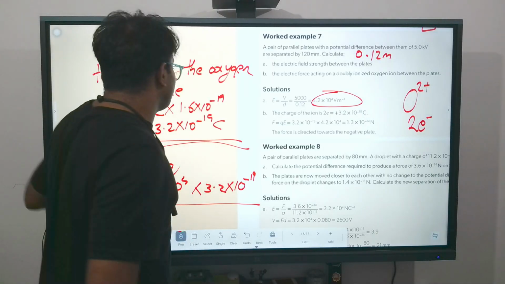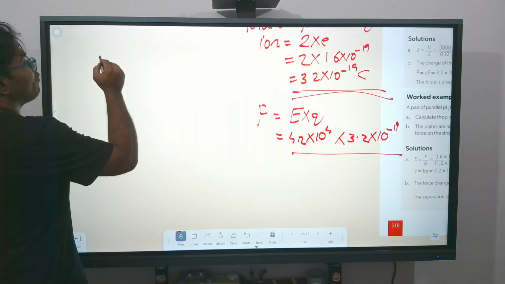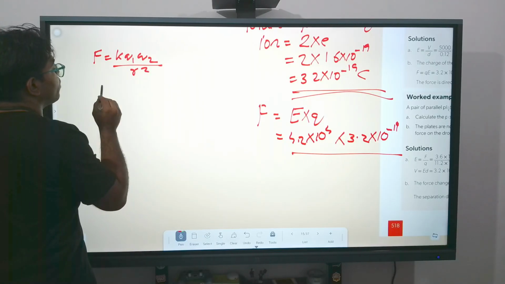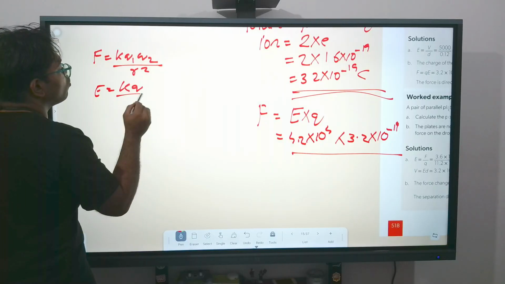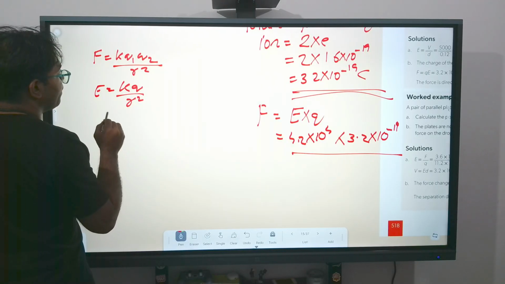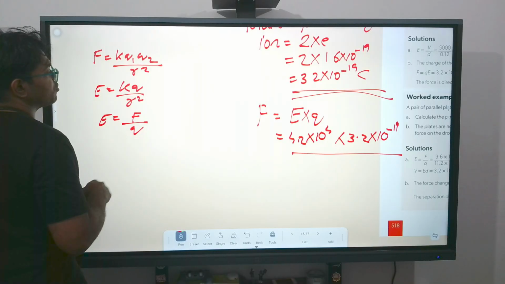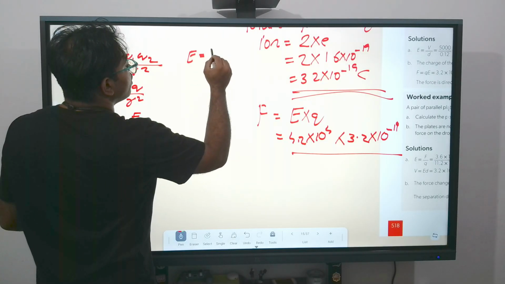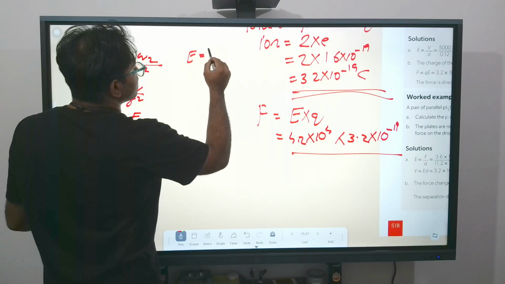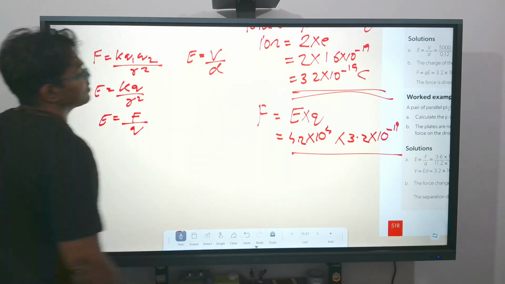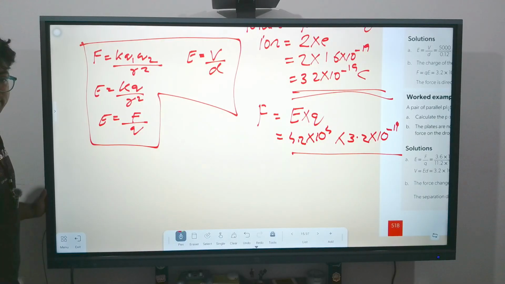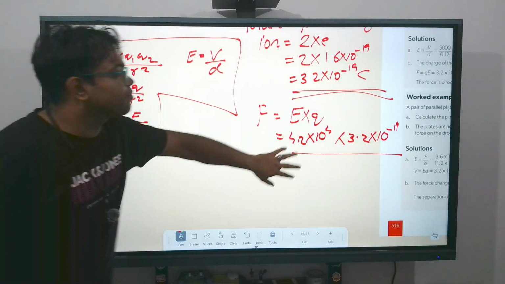Okay, so what are the formulas that you need to remember? The three formulas that you can remember for now are: force is equal to K Q1 Q2 upon R square; electric field is equal to K Q upon R square, or you can say electric field is equal to force upon charge; and electric field is equal to volt upon distance. So remember these formulas. Clear? Okay, next.